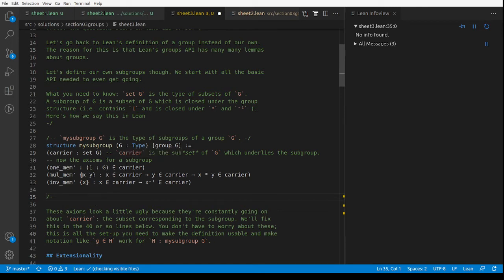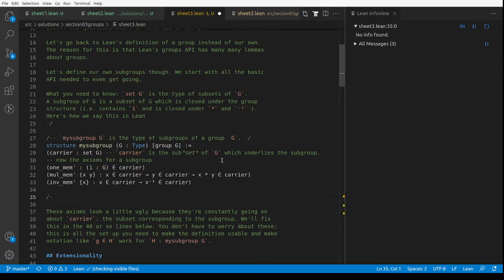So that's called one mem. It's called one mem prime for reasons we'll see later. And mul mem, the idea is we've got two things in the subset, then their product needs to be in the subset. And finally, if X is in the subset, then its inverse needs to be in the subset. So there's one axiom per piece of structure that we have on a group. And that's the definition of subgroups.